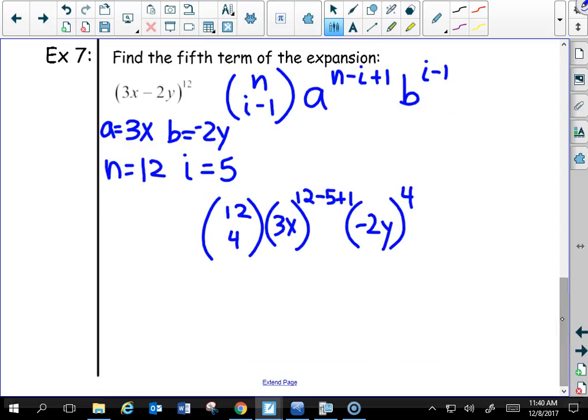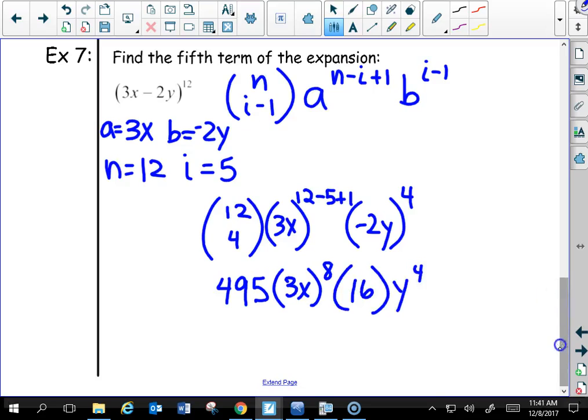All right, the combination 12, 4 will give me 495. And I get 3x to the 12 minus 5 is 7 plus 1, to the 8th. And negative 2 to the fourth power gives me a positive 16. And then I get y to the fourth. Still simplifying. Probably should have written that as 3 to the 8th. Yeah, I'm going to fix that because I don't want to do another step. 3 to the 8th times x to the 8th.